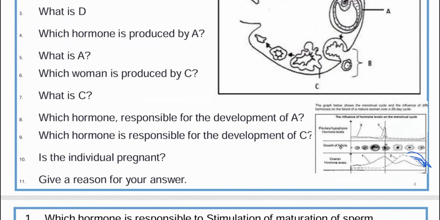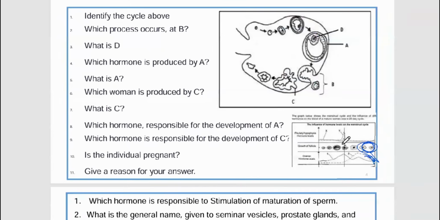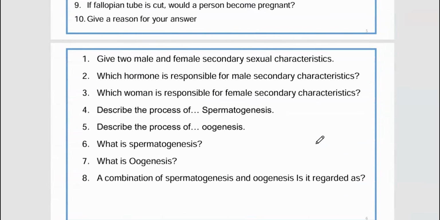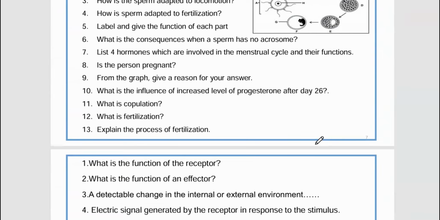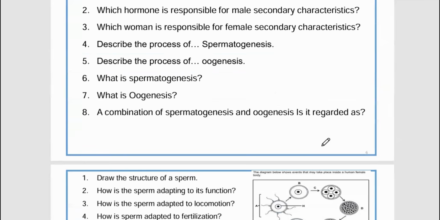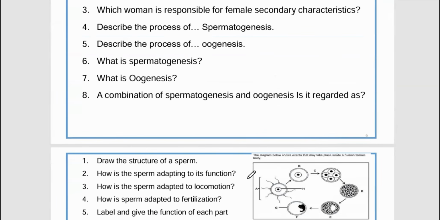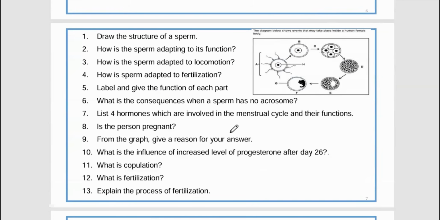The graph is going down. So it shows that the level of progesterone is dropping. And if you look here, the corpus luteum is shrinking. So the person did not become pregnant because the corpus luteum is shrinking and the level of progesterone is dropping. So we come back and ask, where are we? From the graph, we have seen it.